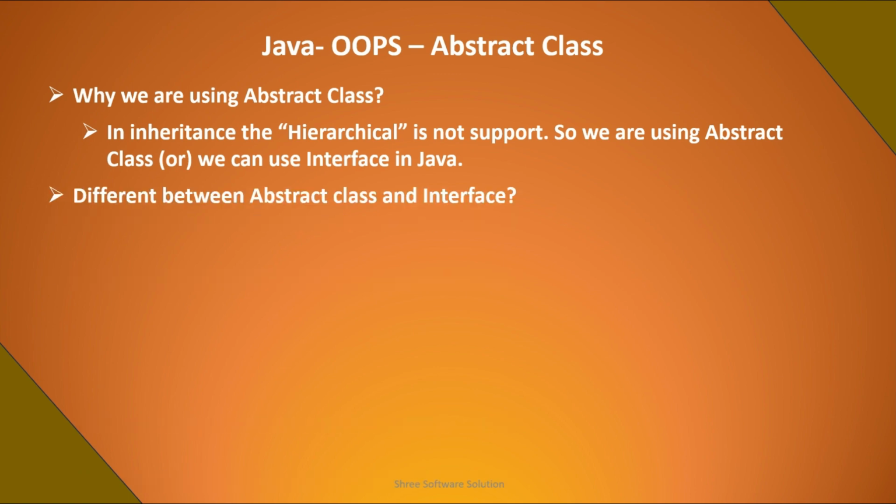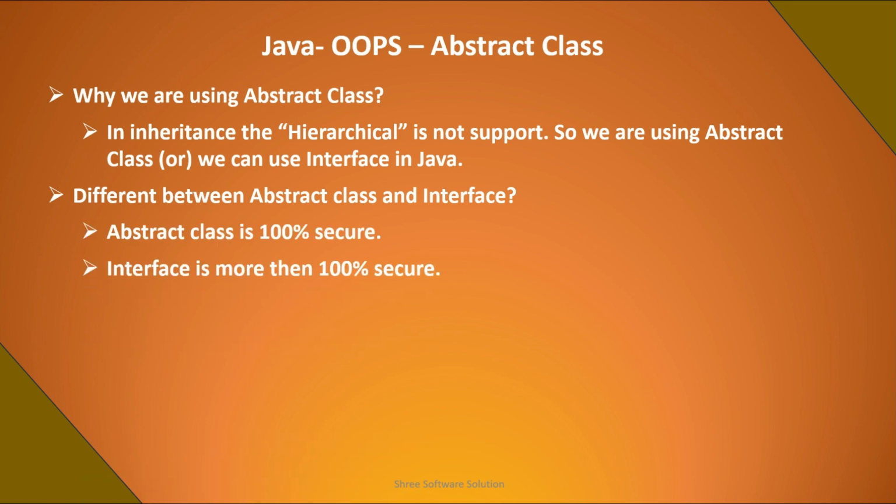Difference between an abstract class and interface. Abstract class is 100% secure. Interface is more than 100% secure. To increase the encapsulation power, we are using abstract class.